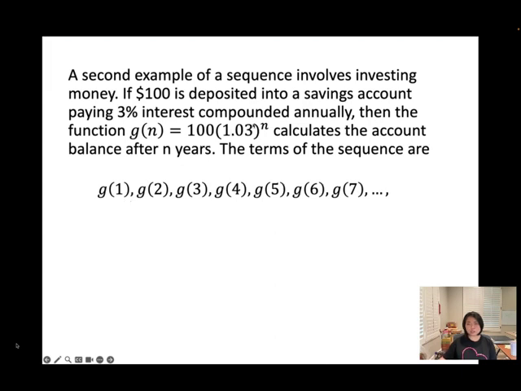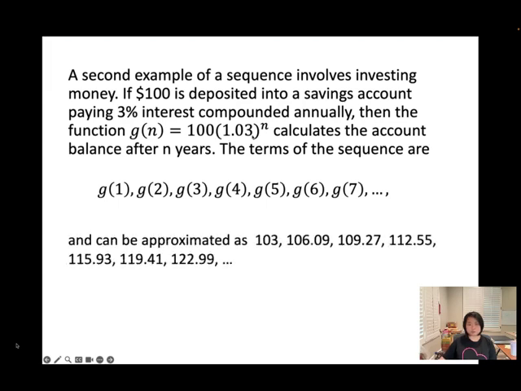So the first year, you could plug it here, that will be 100 times 1.03. So you're going to get 103, the first year. That will be including the interest. N equal to 2, the second year, you're going to get $106.09. Okay, so this is going to be the sequence.